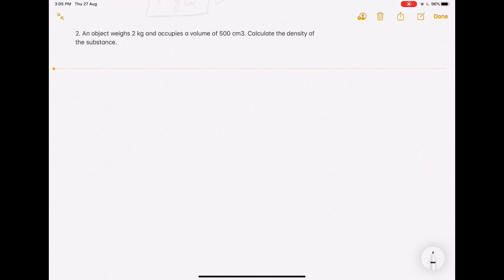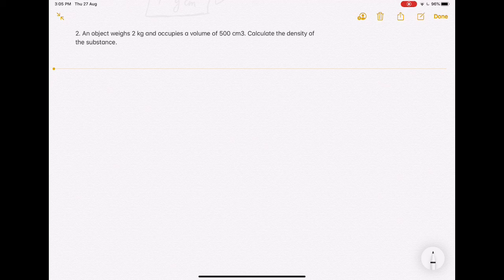Now let us look at question number 2. An object weighs 2 kg and occupies a volume of 500 centimeter cube. You have to calculate the density of the substance. Now the unit of density is not given. You can express the density in your own units, but then usually we don't express the density in kilogram per centimeter cube. So either you convert the kilogram into gram or you can convert the centimeter cube into meter cube.